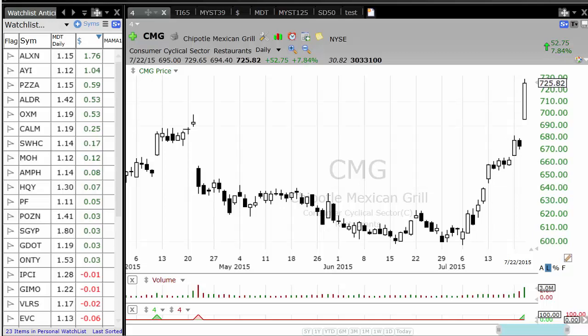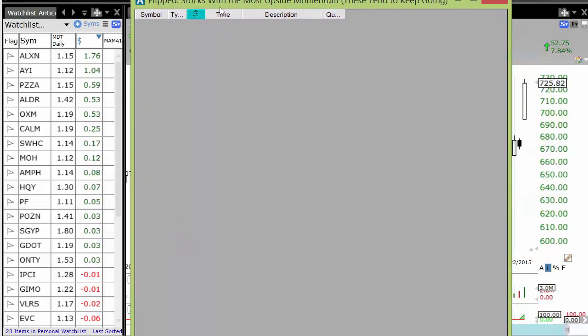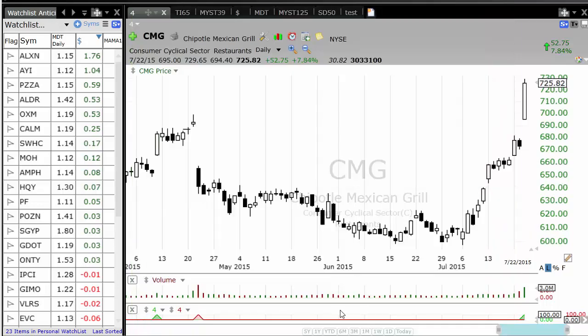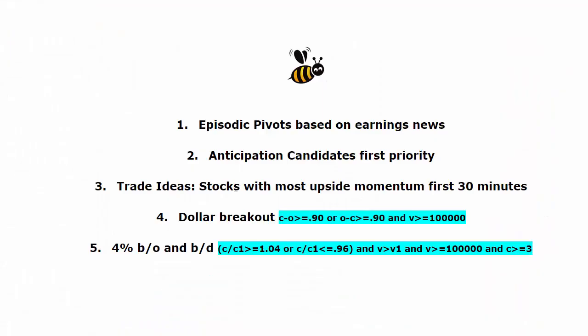There is a bearish side to the same scan which is flipped, which is the stocks with upside momentum. This keeps going down. That is basically the reverse of the scan for the bullish side. So those are the scans which I use during the first half an hour, or the first 30 minutes.